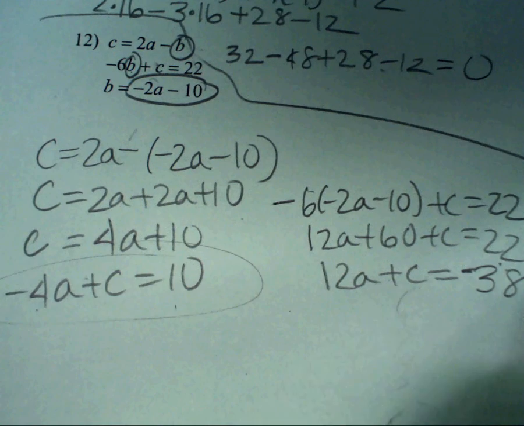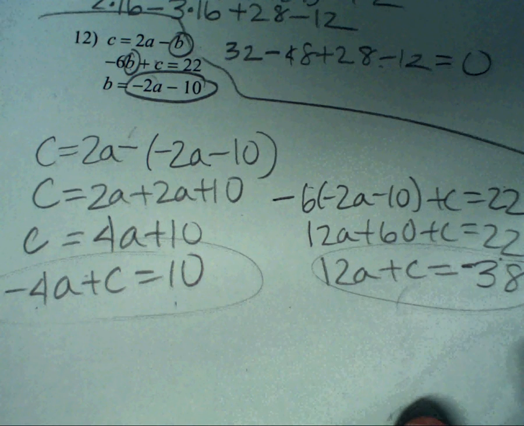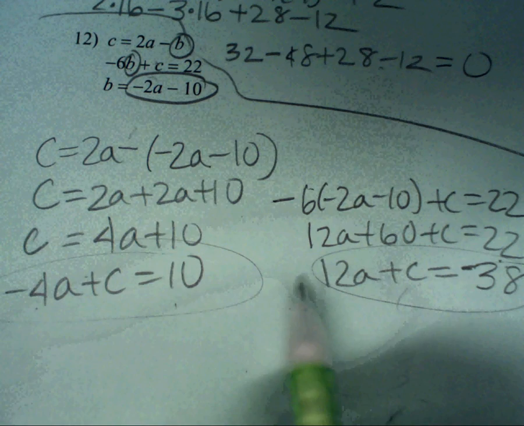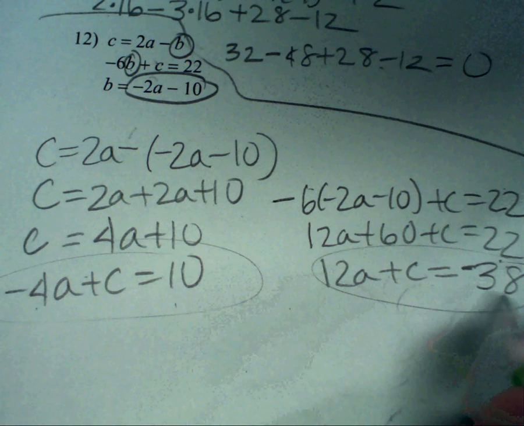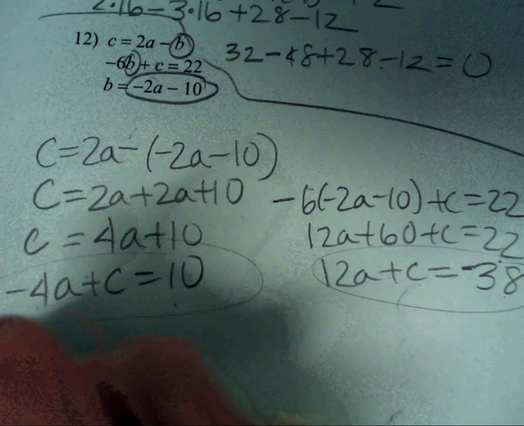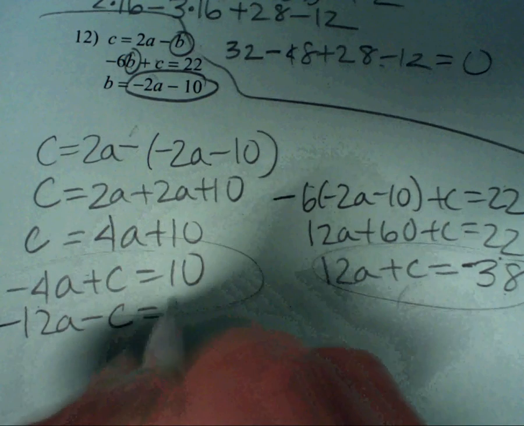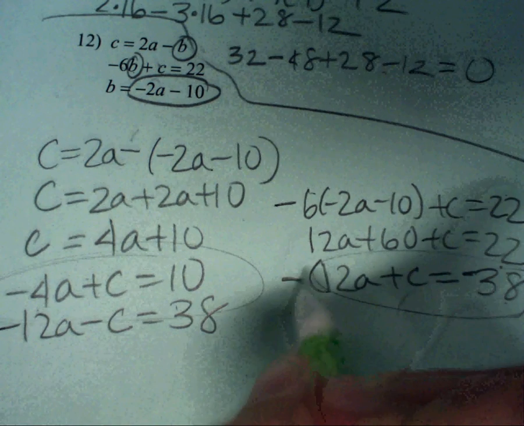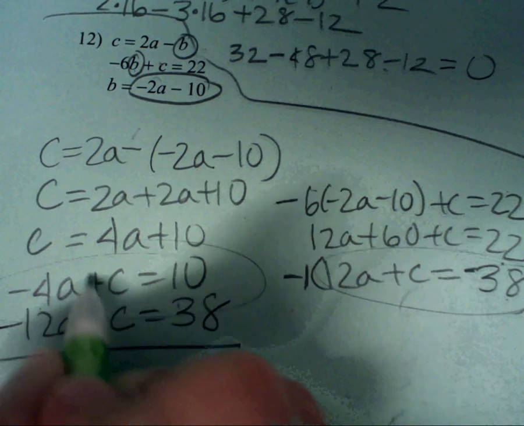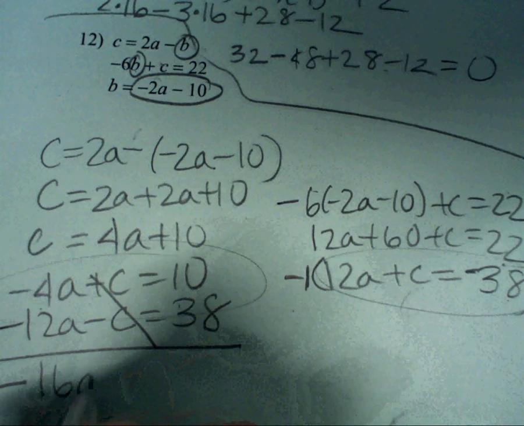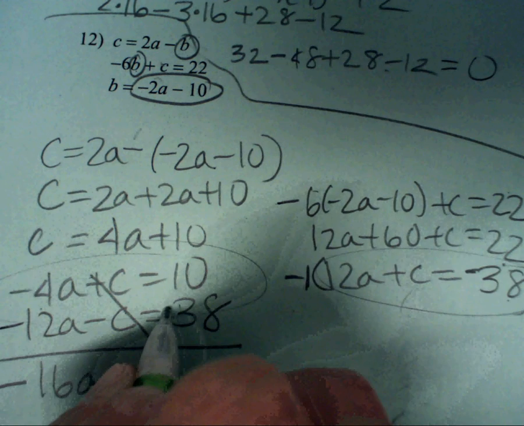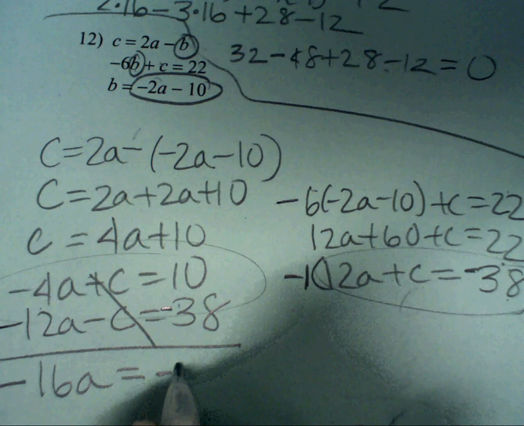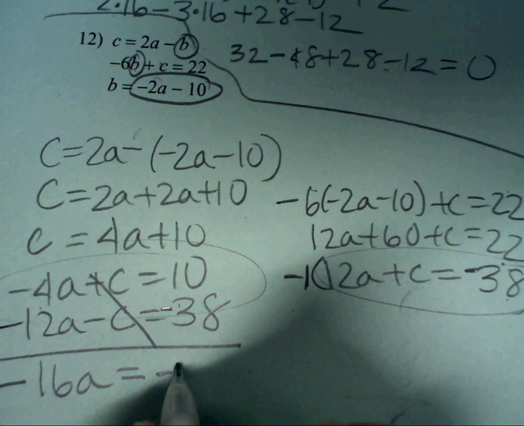So what I want to do at this point is put these two equations together and eliminate a variable. And when I do that, then I'll have one answer. So I think by changing all the signs in this second equation to negative 12a minus c equals 38, technically I multiplied by negative 1, if you want to put it that way. Then the c's will cancel. I have negative 16a equals, see, look at that. Forgot my negative 38. So that's a negative.